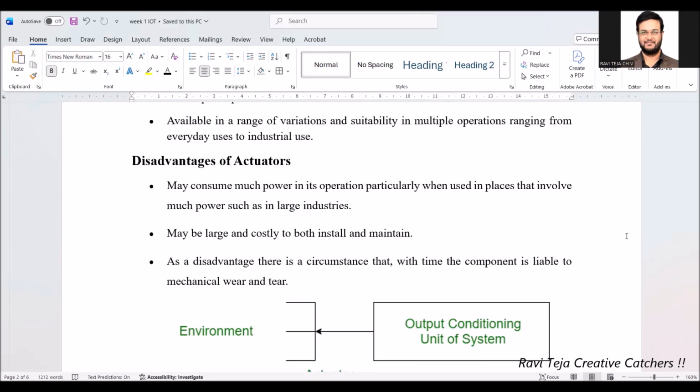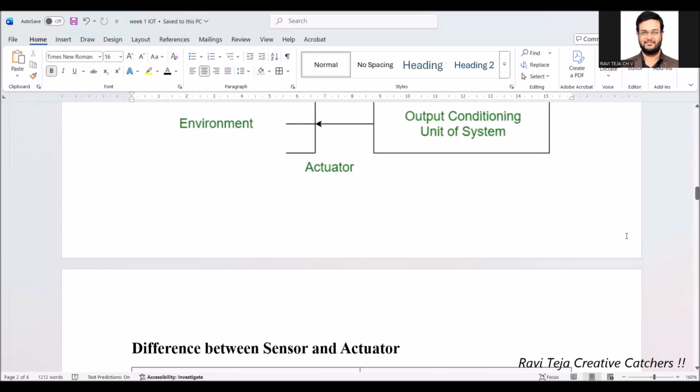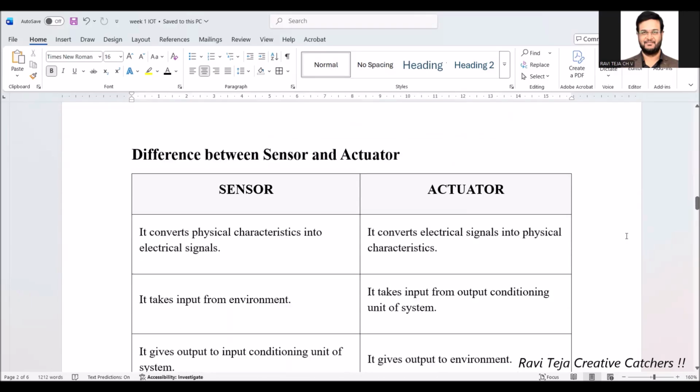input mechanisms or the input devices or the input modules for the IoT devices. Actuators act as output devices for the IoT machines. Okay. So these are a few briefs about the sensors and actuators.